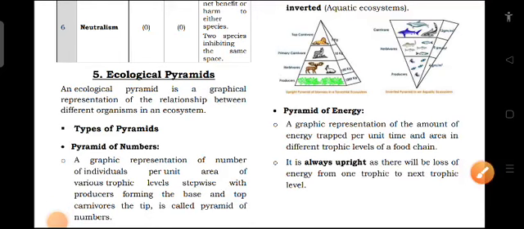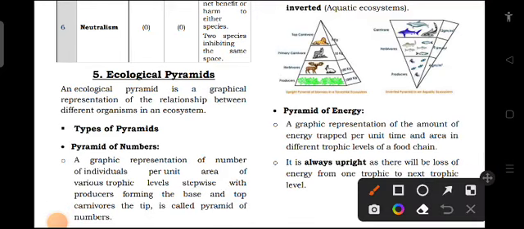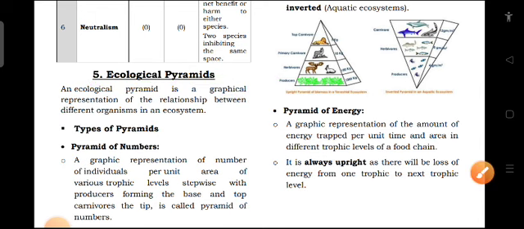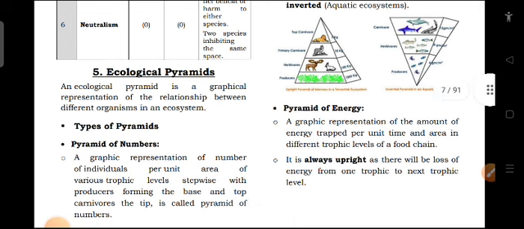Hey guys, let us begin with the next concept in environment. It is about the ecological pyramids. So, what are ecological pyramids? It is a graphical representation of the relationship between different organisms in an ecosystem. What is the relationship between different organisms in an ecosystem? It's represented in a graphical way. It's called an ecological pyramid. So what are the various types of pyramid?